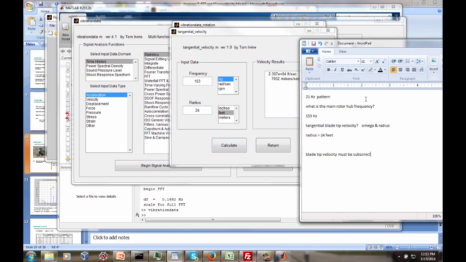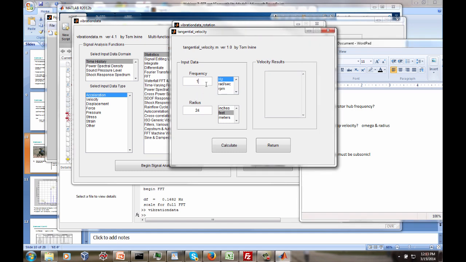So the other thing students oftentimes will assume is, well, we've identified a 21 hertz pattern, so that must be the blade tip, the main rotor hub frequency. If we go back here, type in 21 hertz. Well, again, the speed of sound is 343 meters per second. That's sea level, normal atmosphere type day. So we're almost 2.5 times, almost approaching 3 times the speed of sound if our main rotor hub frequency is only 21 hertz.